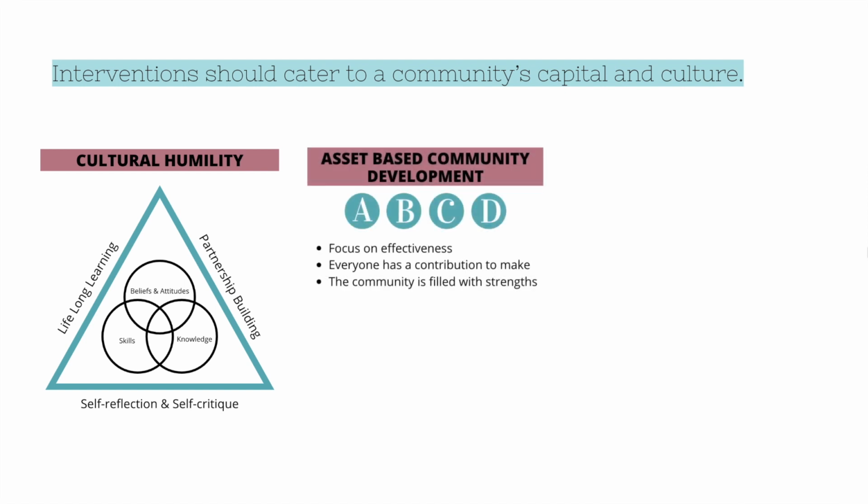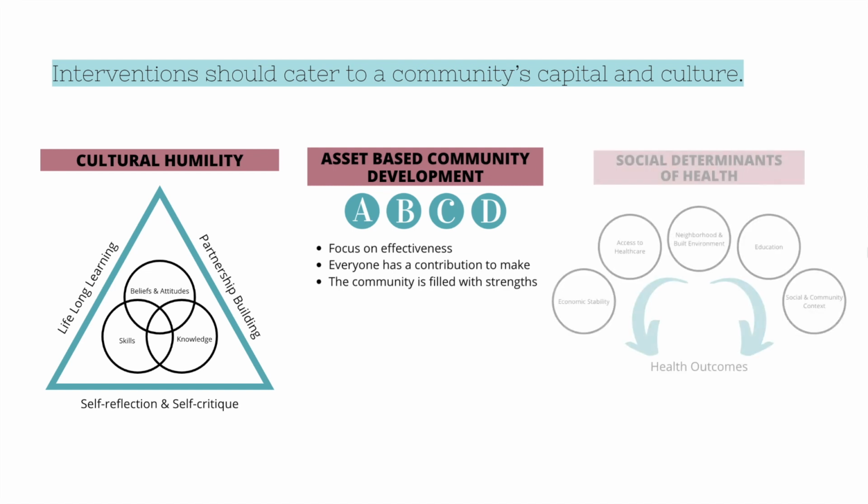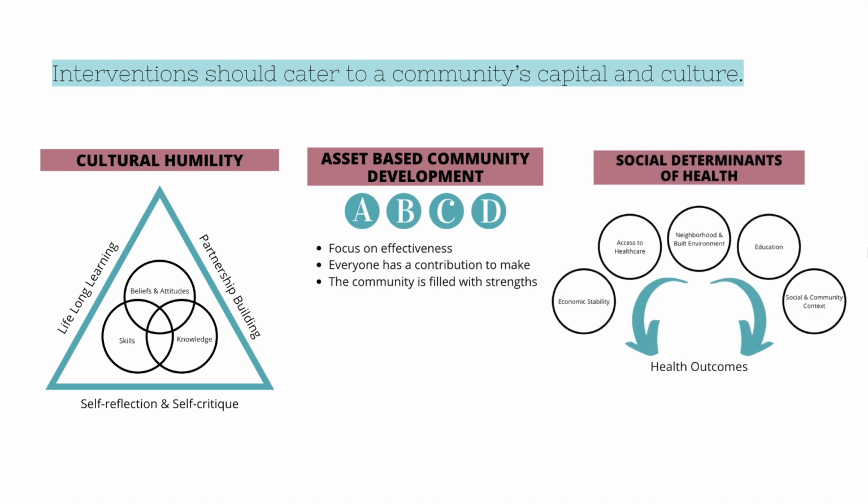Asset-based community development is a strategy for sustainable community-driven development. It reveals and builds upon assets, such as individuals, associations, institutions, physical assets, and social connections that already exist in the community. Social determinants of health are the conditions in which people are born, grow, live, work, and age that impact health outcomes. They include socioeconomic status, educational attainment, neighborhood and physical environment, employment, and social support networks, as well as access to health care.